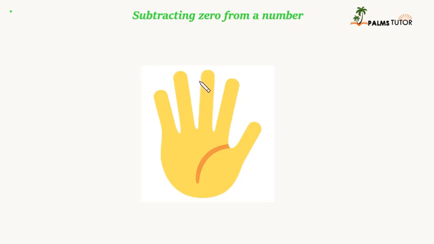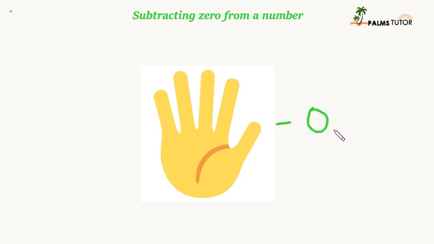Stretch your hand and pull it forward. Count the number of fingers that you have. I'm sure you have 5. 1, 2, 3, 4, 5. 5 fingers. Take away 0.